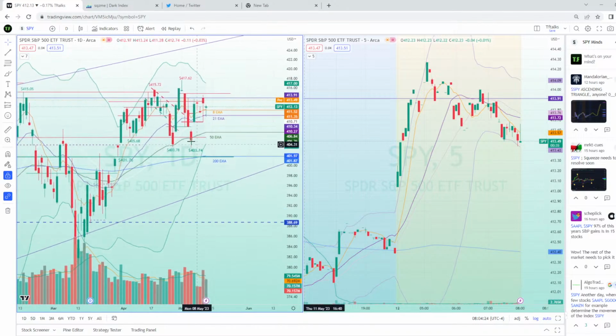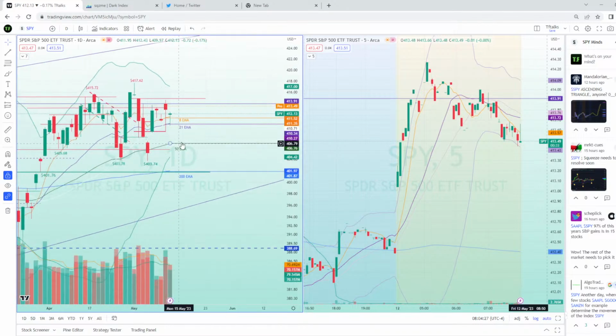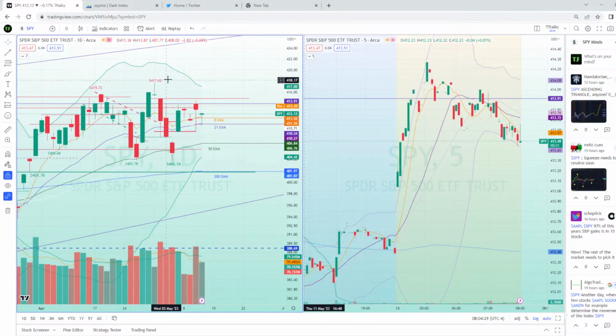But overall, like the day chart looks really bad. Actually, it's a head and shoulders, and another shoulder could be 415.42, like somehow between the 414.95 to 413.75.